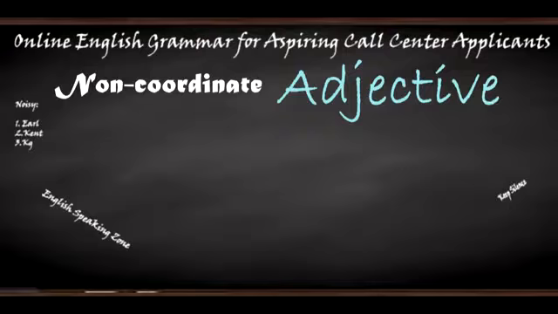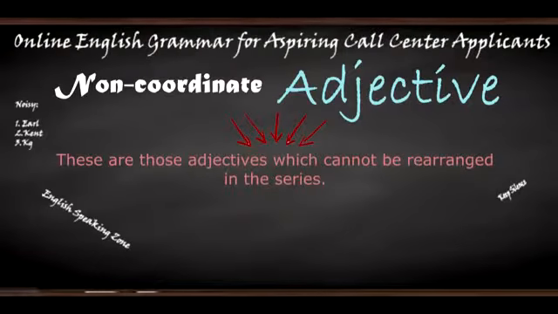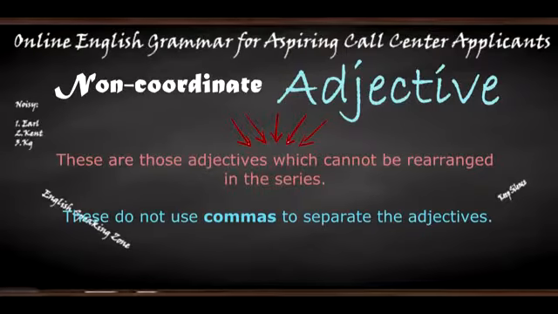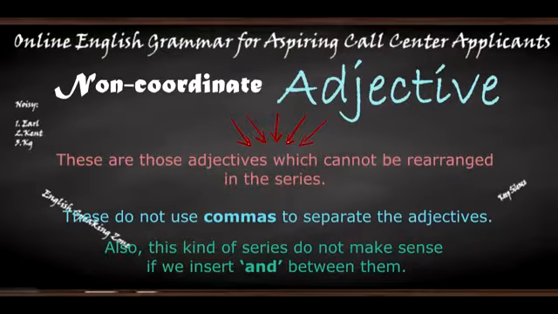Non-coordinate adjectives. These are those adjectives which cannot be rearranged in the series. These do not use commas to separate the adjectives. Also, this kind of series does not make sense if we insert "and" between them.